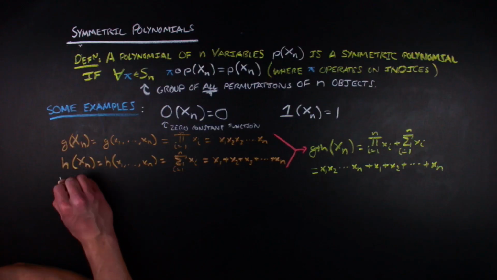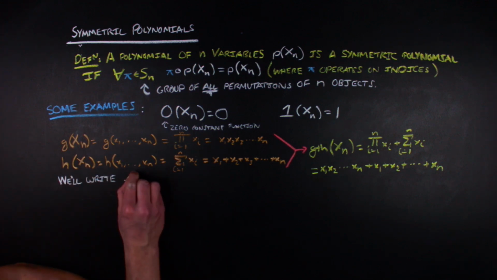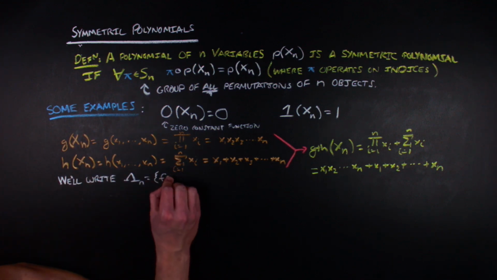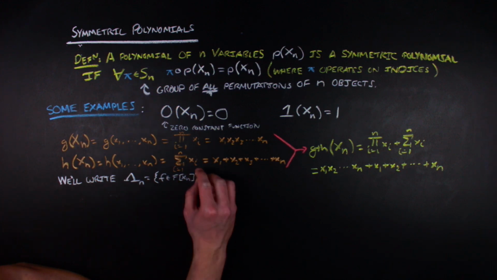So I just claimed that all of these symmetric polynomials make up a vector space. I should probably prove it, right? So we're going to go ahead and write big Lambda sub n is equal to the set of f in big F square bracket big X sub n. So that big F is not a function itself.